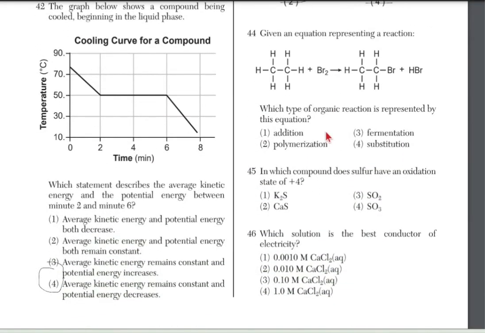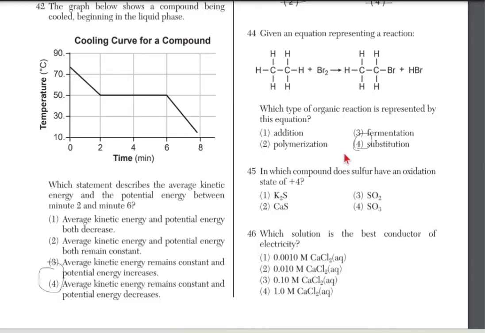Given an equation representing a reaction, which type of organic reaction is represented by this equation? The answer to this is choice 4, substitution, since a hydrogen atom and a bromine atom are switched or substituted in the chemical reaction. There were previously 2 bromine atoms, but then on the product side, a bromine atom is bonded with the hydrogen atom.